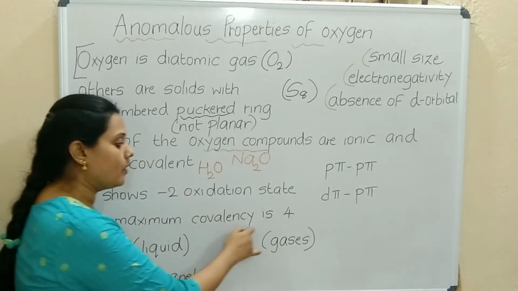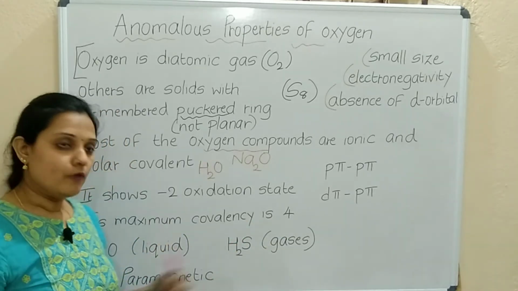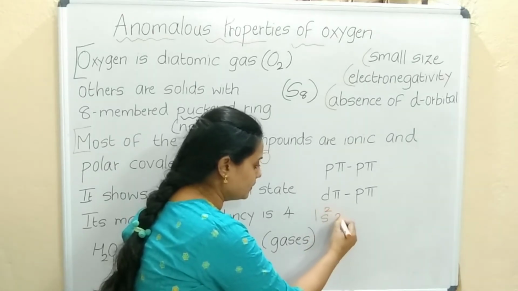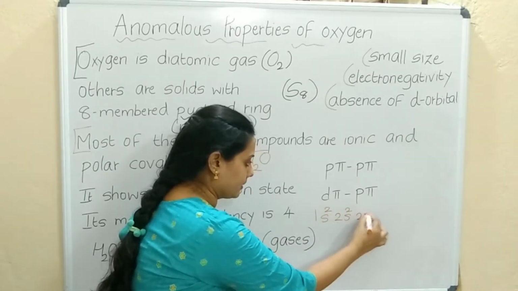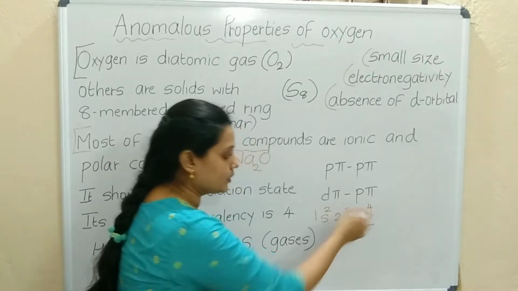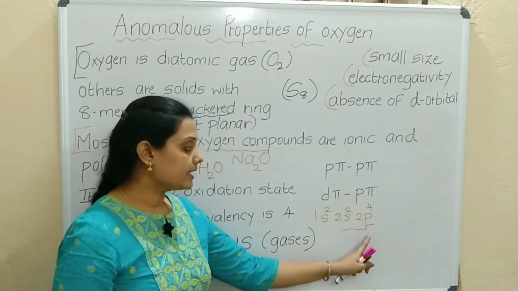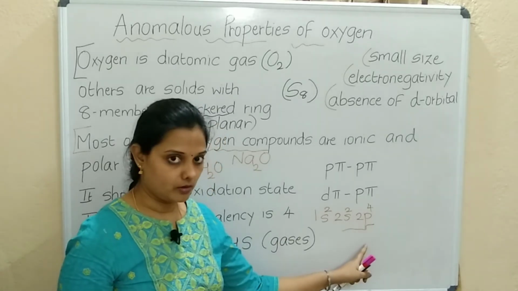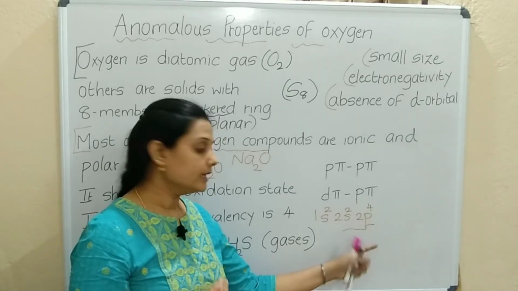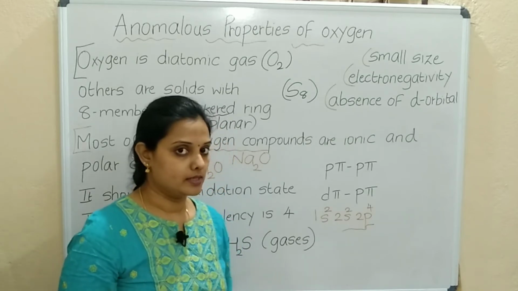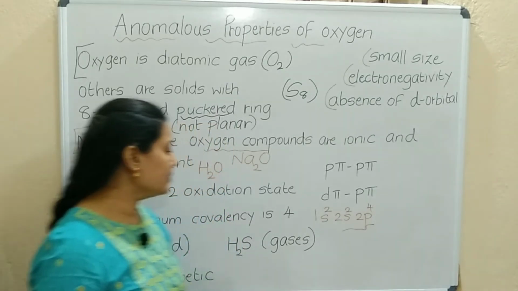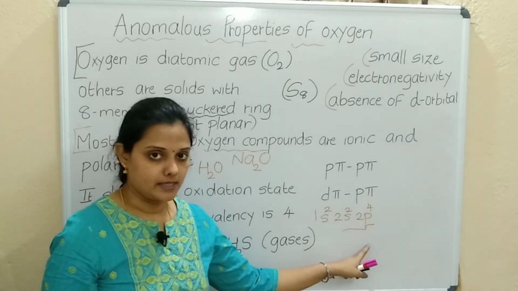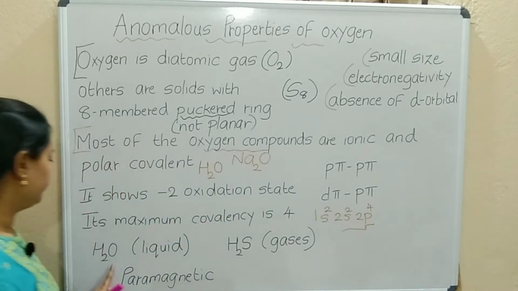Oxygen's maximum covalency is 4. Now why is it 4? We know the electronic configuration: 1s2, 2s2, 2p4. To complete the octet, it requires 2 electrons. The p orbital has 4 electrons, so to complete the octet it has to gain 2 electrons. So its maximum covalency is 4, and one more thing, d orbital is absent.